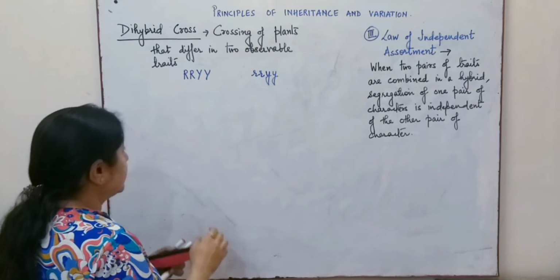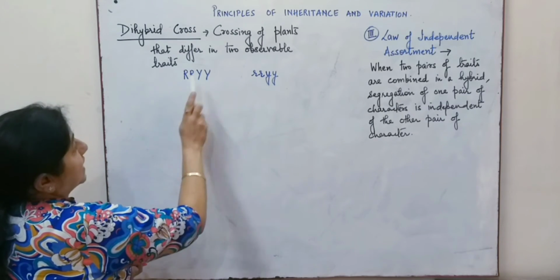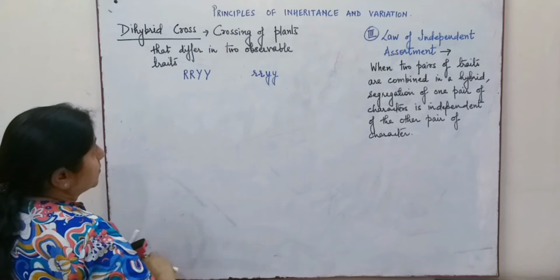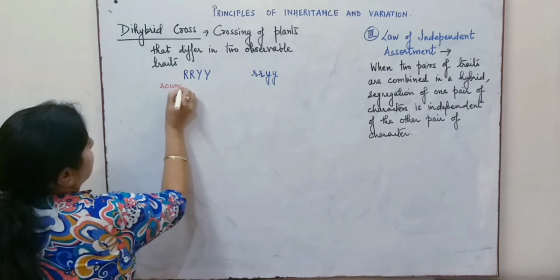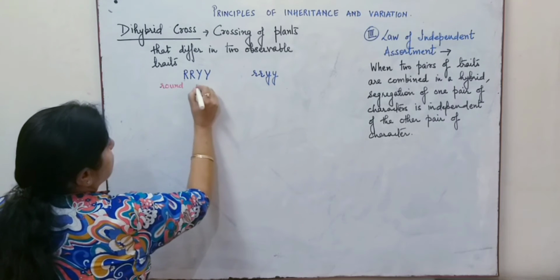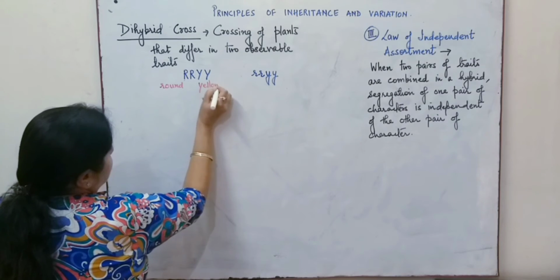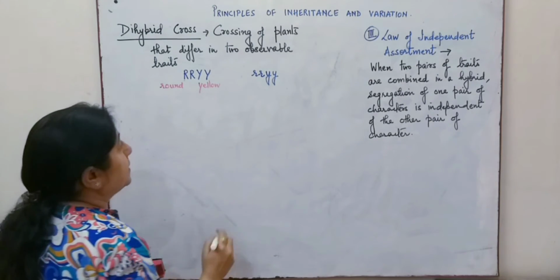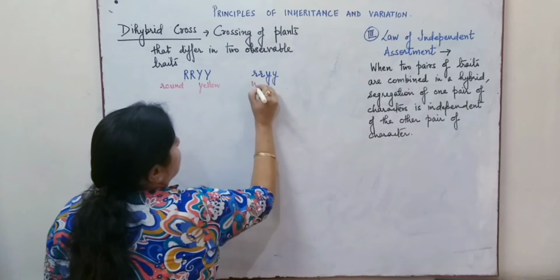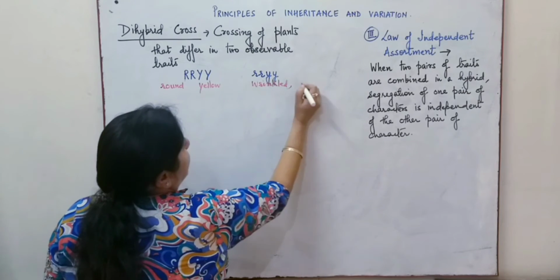Now over here, these are the two plants that differ in two observable traits. This is round and this is yellow. So the first plant we have chosen is showing the round and yellow phenotype. The other plant is wrinkled and green.